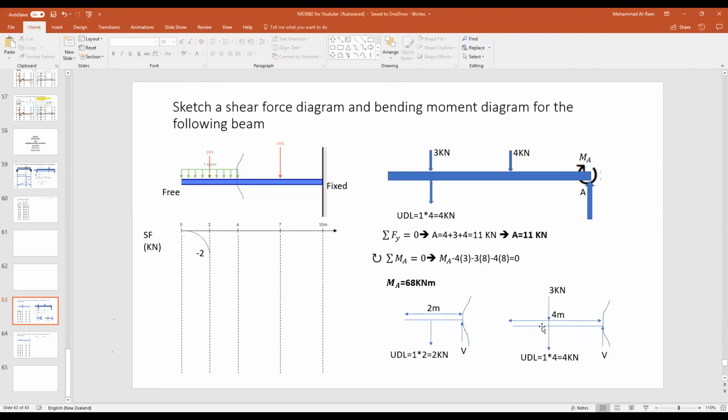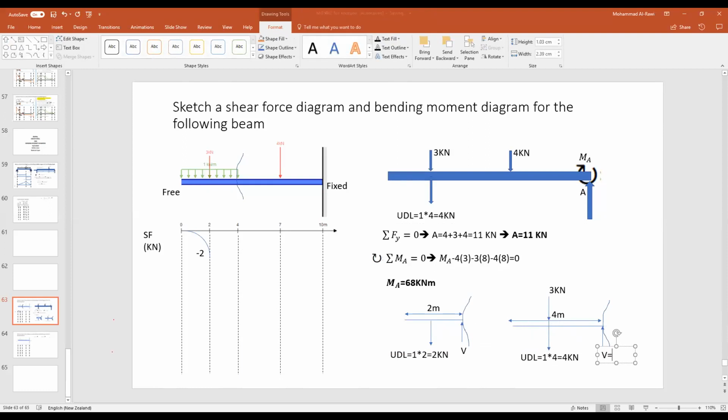A summation of forces in the y direction. What do you have? You have the 3 kilonewtons going downwards and the 4 kilonewtons going downwards. So adding these together, V is equal to what? It will be equal to minus, or in a way, -7 kilonewtons, right? Because you have two loads going downwards.